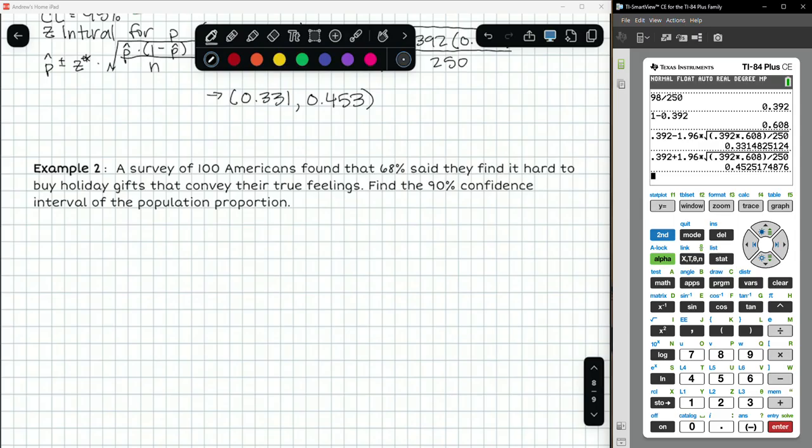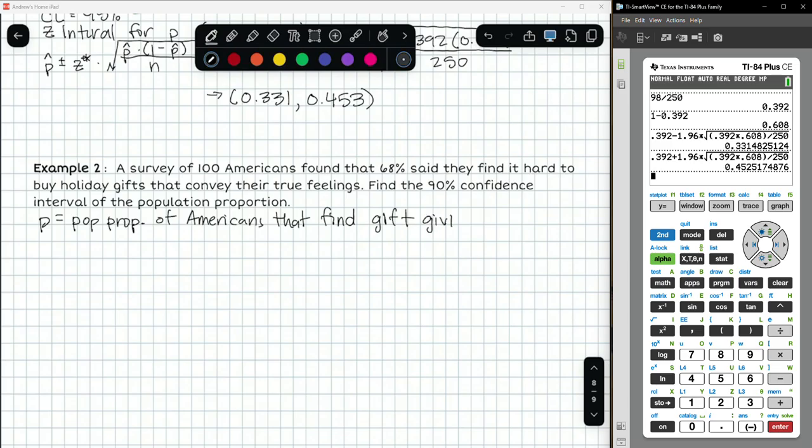So a confidence interval for a population proportion. I know I need to define my proportion. So the population proportion of Americans that find it hard to buy holiday gifts. I'm going to shorten this to find gift giving hard.